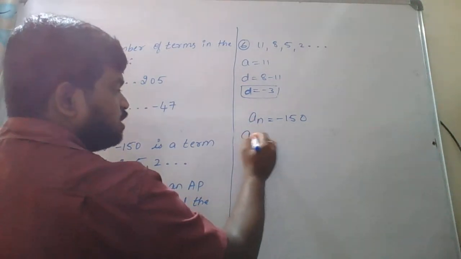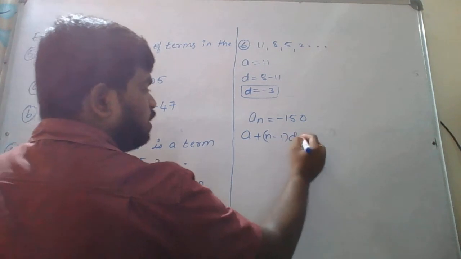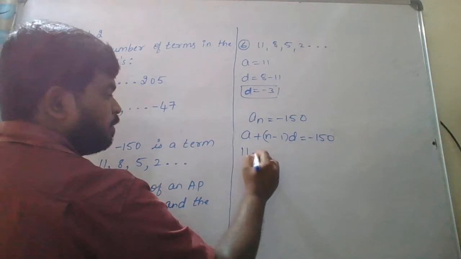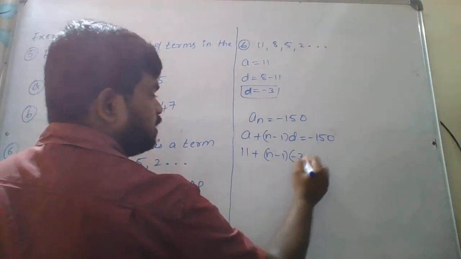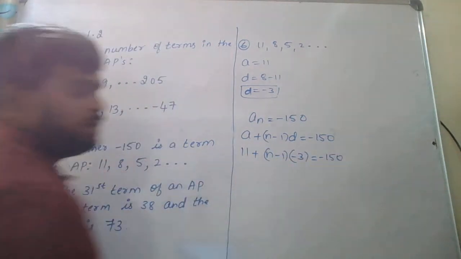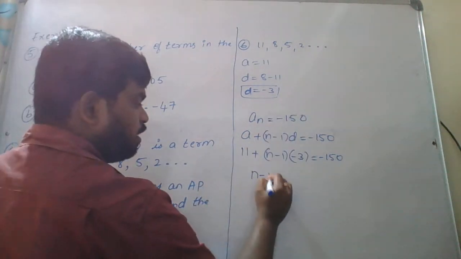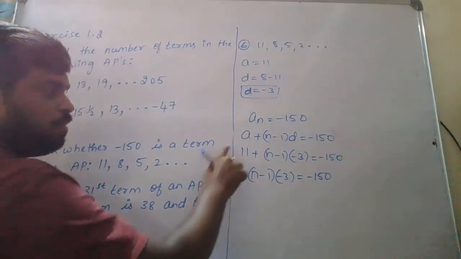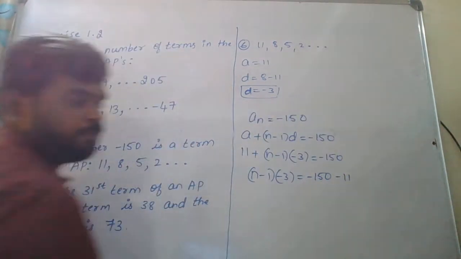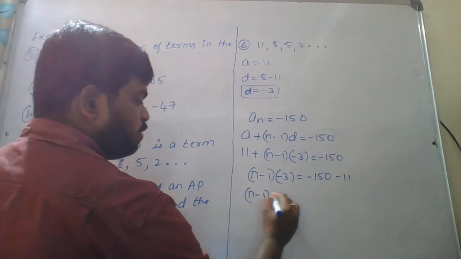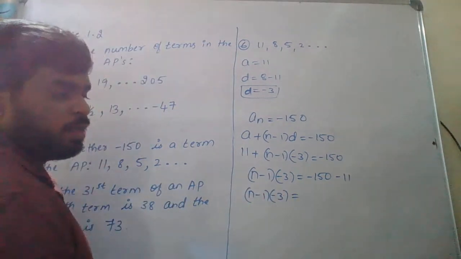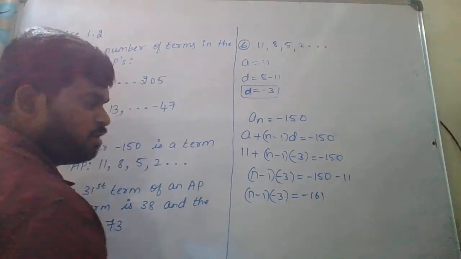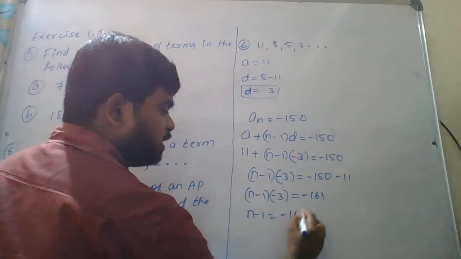So as usual, A plus N minus 1 into D equals minus 150. Let's substitute: A is 11, D is minus 3, equals minus 150. Transpose 11 to the other side. N minus 1 into minus 3 equals minus 150, plus 11 to the other side will become minus 11. Therefore, n minus 1 into minus 3 equals minus 150 minus 11. Both have the same sign, so you have to add them. Minus 161.